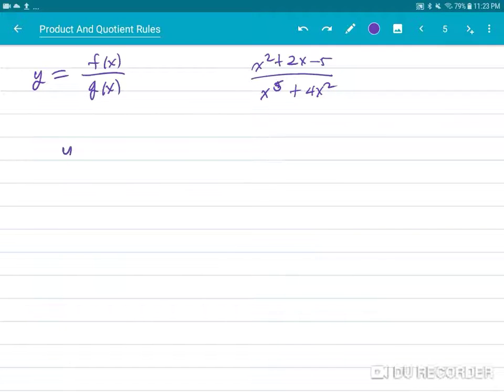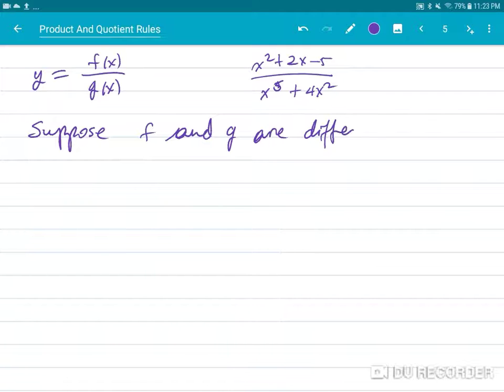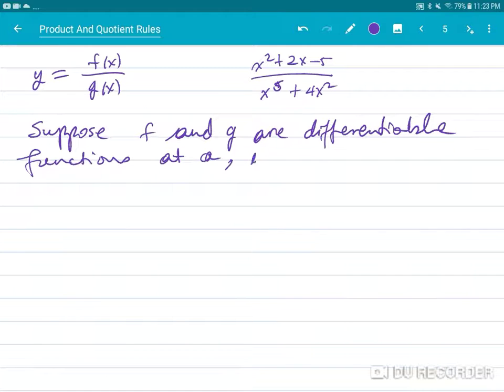All right, so the quotient rule says the following. Suppose f and g are differentiable functions at, let's say, the point A. Okay, suppose f prime of A exists, g prime of A exists, and suppose g of A is not 0.